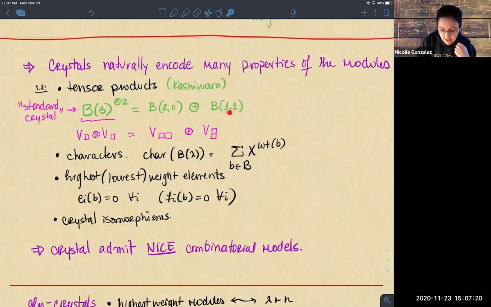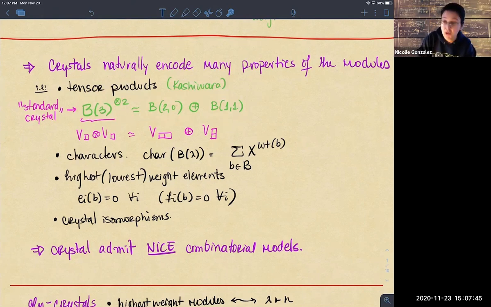Right, and you get the same branching rules that you get for modules, the same branching rules that you get for symmetric functions, which are just the characters of these modules. That's exactly what you're going to be getting here at the level of crystals. And the tensor product is really nicely realized through the construction of Kashiwara. It's very combinatorial, very straightforward, very nice. So this is one of the reasons why you might like crystals.